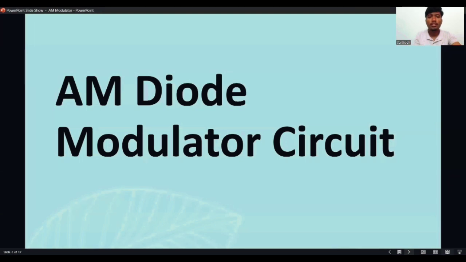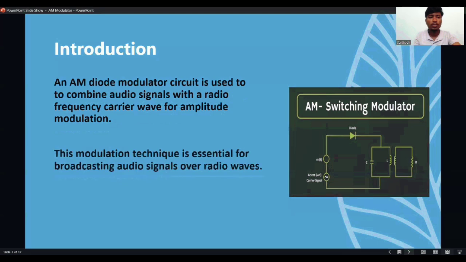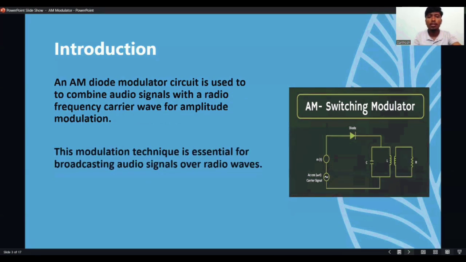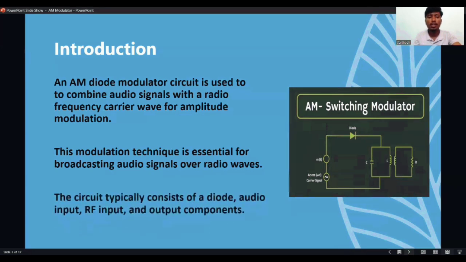So the topic is AM diode modulator circuit. The introduction: an AM diode modulator circuit is used to combine audio signals with a radio frequency carrier wave for amplitude modulation. This modulation technique is essential for broadcasting audio signals over radio waves. The circuit typically consists of a diode, audio input, RF input, and output components.